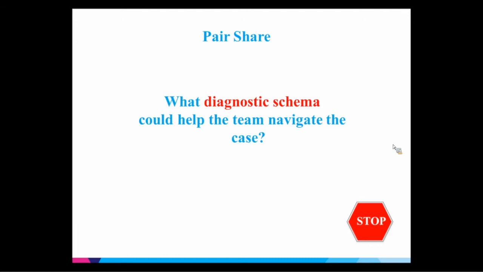So then the next question is, now we have our one-liner, and that helps us organize our problem list and workup. What are the diagnostic schema that we think would be useful in thinking about how to work them up? Where do we go from here? That can be major diagnoses that you would organize a workup around, or ways that you would help your team break it down.